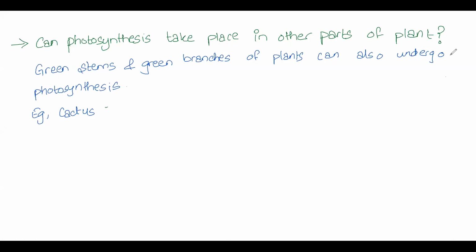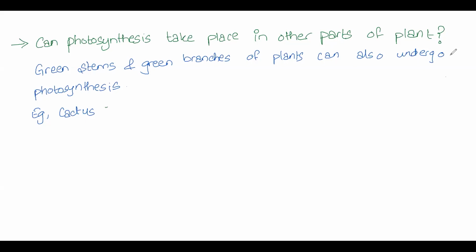So what happens is, the stem of these plants does the photosynthesis process. That's why cactus is an example of a plant where the photosynthesis takes place in other parts. Okay. It's clear to you? Yes, sir. Okay, so now I hope everything is clear to you about photosynthesis.